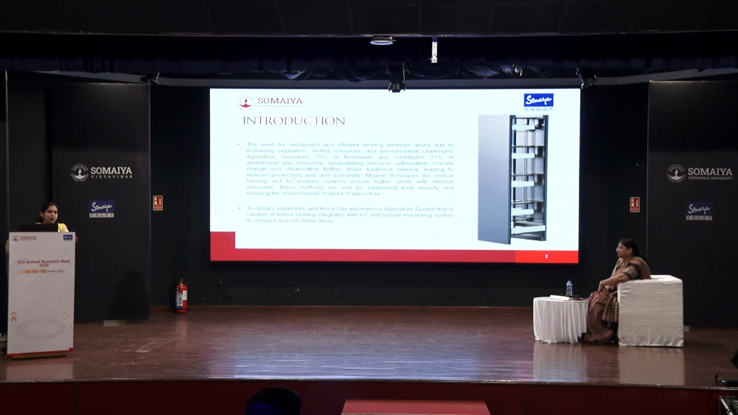Modern techniques like vertical farming, tissue culture, aeroponics, and hydroponics, along with IoT-enabled systems, ensure a higher possibility of good results with minimal resources, and these methods are vital for addressing food security and reducing the environmental footprint of agriculture.